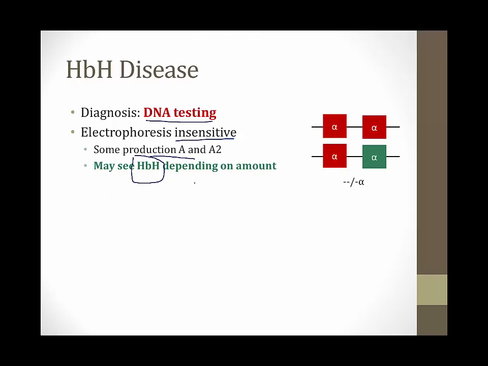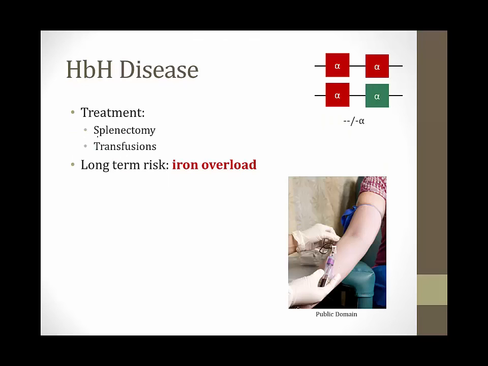It depends on how severe the condition is. For the purpose of your boards, anytime you see a description of hemoglobin H, you should know that they are talking about this form of alpha thalassemia. Some of the treatments that are used for hemoglobin H disease include splenectomy. If you remove the spleen, you eliminate the extravascular hemolysis, and this can improve the anemia, and then sometimes transfusions.